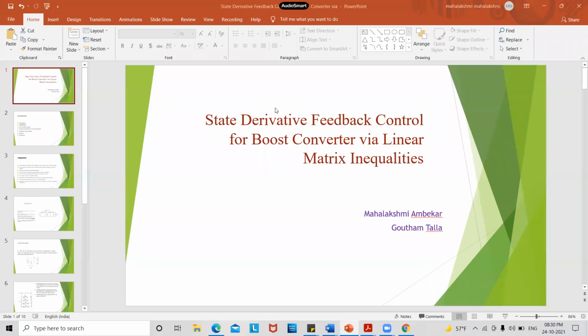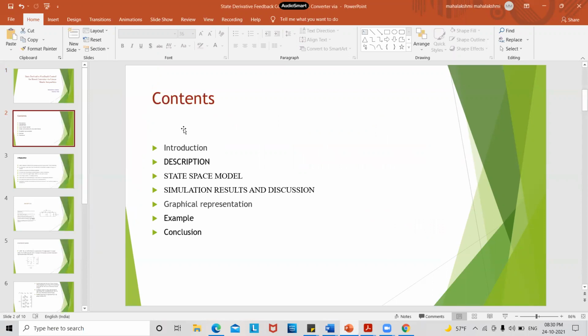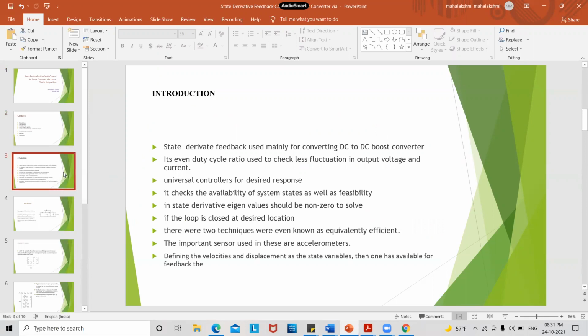Okay, this topic starts with a state derivative feedback control for a boost converter through linear matrix inequalities. Let us see the topics which we are going to cover through the slides. There are introductions, descriptions, how the state space model works, and the graphical representation. Let us see the first slide, the introduction.